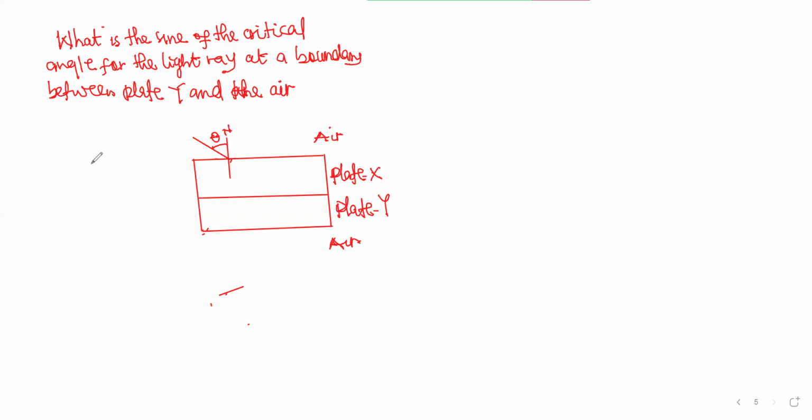So we have this diagram. You are given the absolute refractive index of the first medium, which is air, to be 1. The absolute refractive index of the second medium, which is plate X, is 1.4. Then the absolute refractive index of plate Y is 1.7. And the other medium is air, with absolute refractive index 1.0.